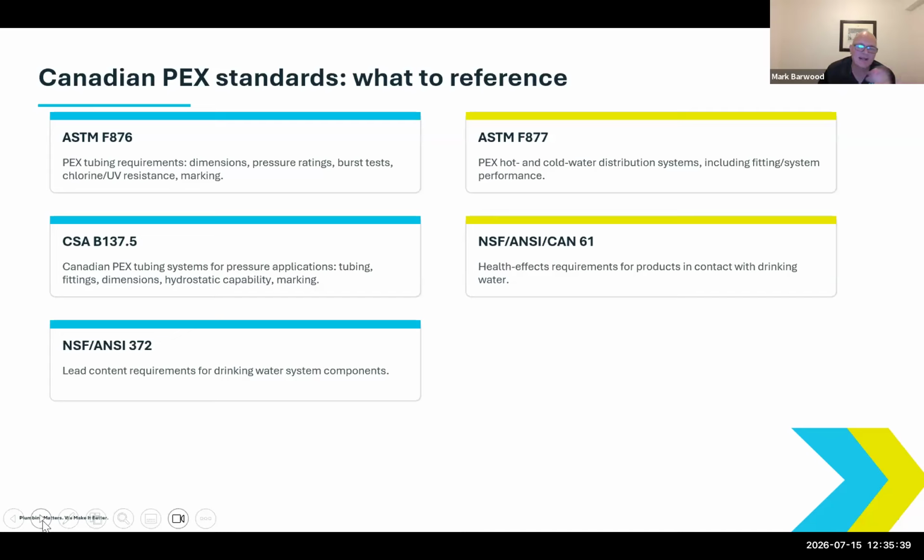I'm not going to spend a lot of time on that. I think it's been covered. It's been around since 2014. It's been code since 2014. So I'm pretty sure everyone has a fairly good understanding about NSF 61 and NSF 372.